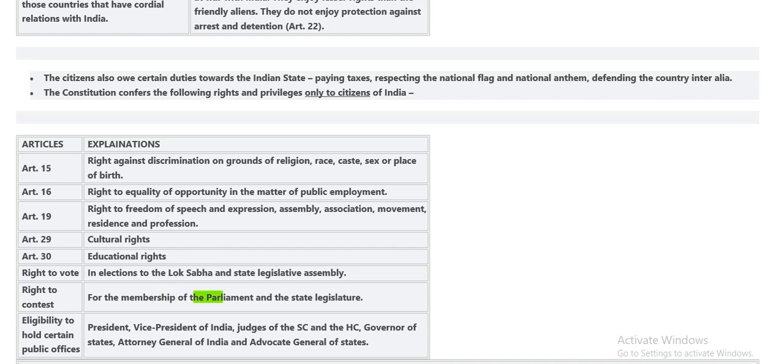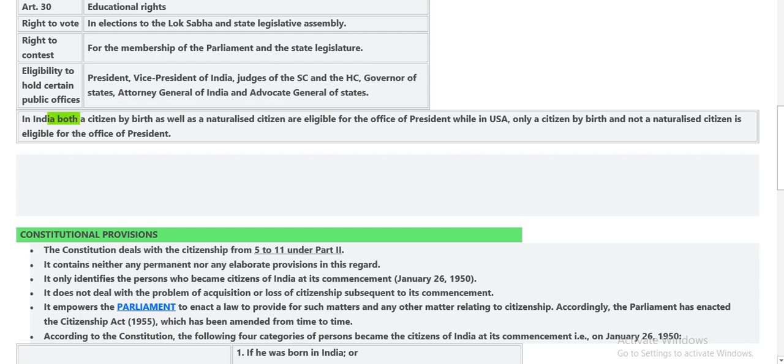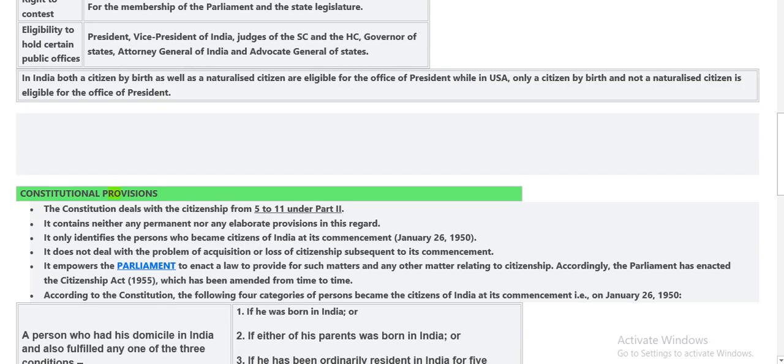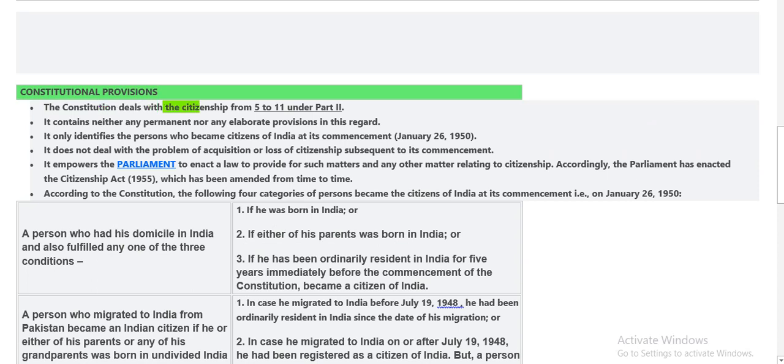Right to contest for the membership of the Parliament and the State Legislature. Eligibility to hold certain public offices: President, Vice President of India, Judges of the SC and the HC, Governor of States, Attorney General of India and Advocate General of States. In India, both a citizen by birth as well as a naturalized citizen are eligible for the office of President, while in USA, only a citizen by birth and not a naturalized citizen is eligible for the office of President.